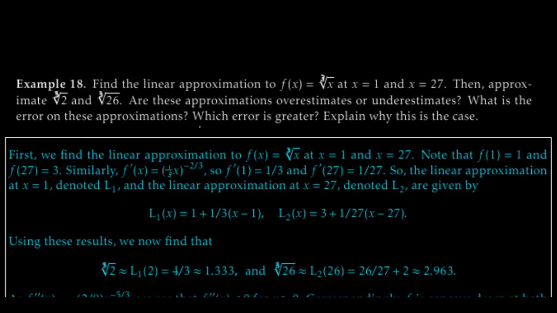Okay guys, we're back with the last example of the day, example 18. Let's find the linear approximation to the function f of x is the cube root of x at the points x equals 1 and x equals 27. Then let's approximate the cube root of 2 and the cube root of 26.